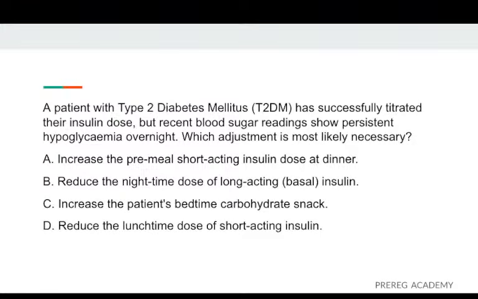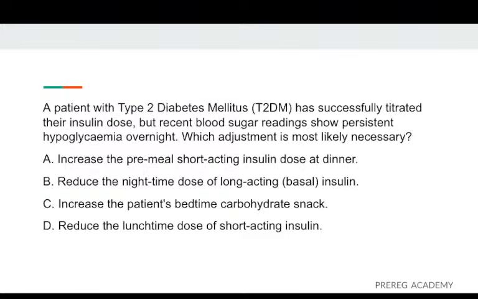So if the blood sugar level in the morning is low, if the patient has hypoglycemia in the morning, then we need to adjust the basal insulin, which is the nighttime insulin. Nighttime insulin should be adjusted, and we're going to reduce the nighttime insulin because the patient has hypoglycemia in the morning.